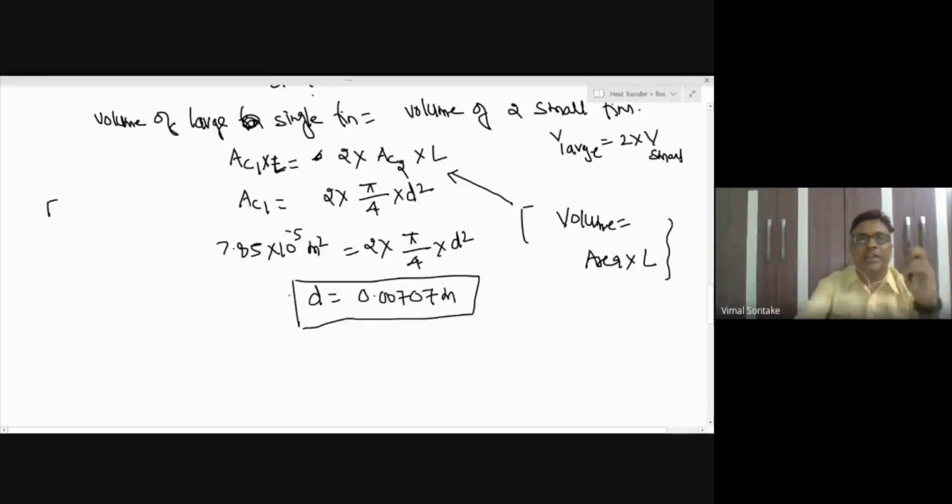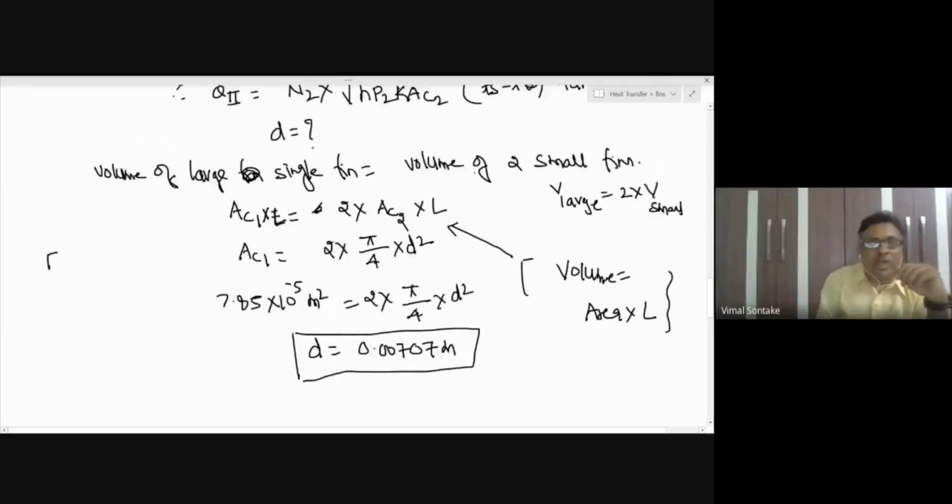So let me explain this step once again. In order to find out the value of diameter of small fins, we have used the condition given in the problem, that is, volume of single large fin is equal to volume of two small fins. So from this, I could calculate diameter of the small fin as 0.00707 meter.